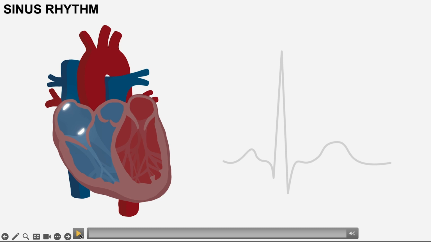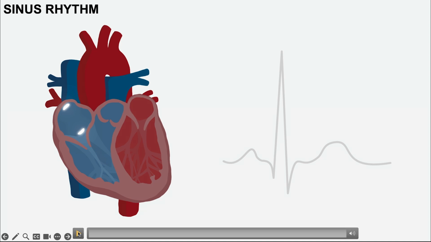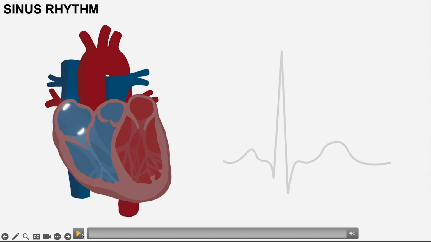Here we have a diagram of the heart on the left-hand side and an ECG trace of normal sinus rhythm from a left-sided lead. So this is what normal sinus rhythm looks like. So let's look at this in slightly slower motion and look at the various phases of sinus rhythm.